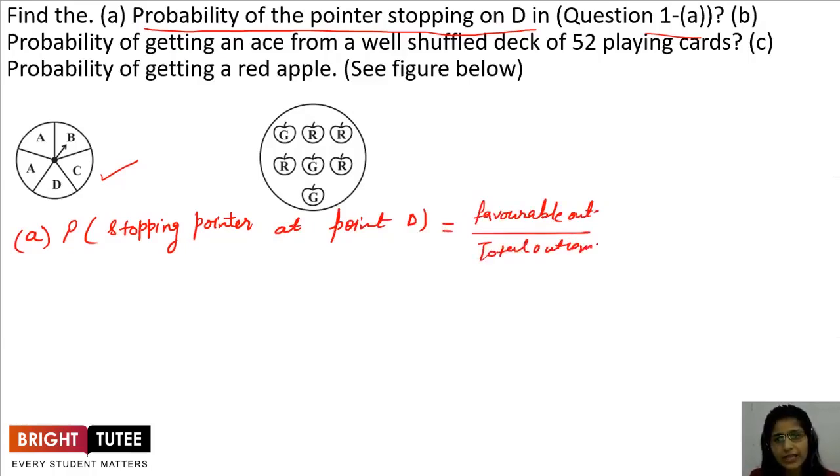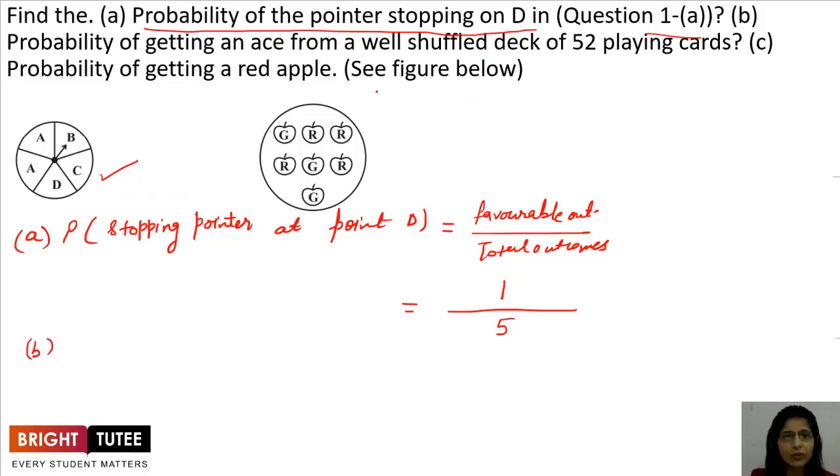So how many are in our favor? First of all, let us calculate the total ones. We calculate total how many? 1, 2, 3, 4, 5. So there are 5. Total is 5. And we have to calculate probability of pointer stopping on D. Out of these 5, how many D's do we have? We have only 1. So it will be 1 upon 5. Right? So this is how we calculate the probability of the pointer stopping at point D.